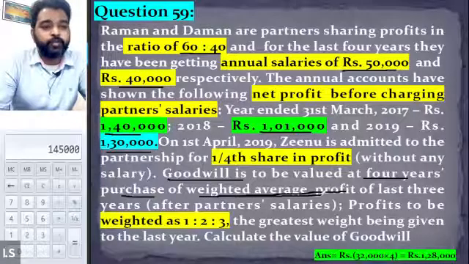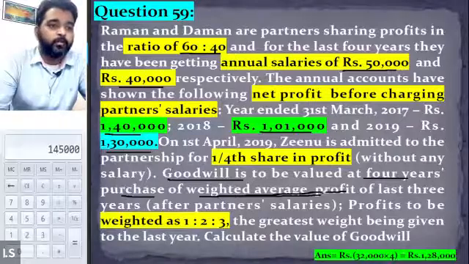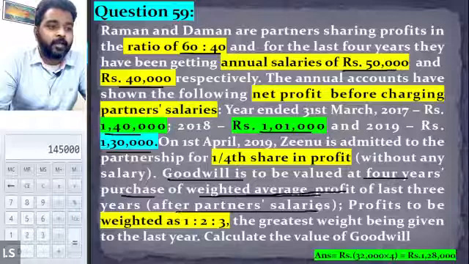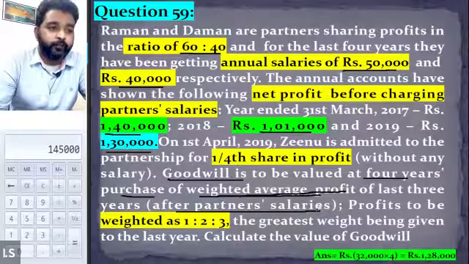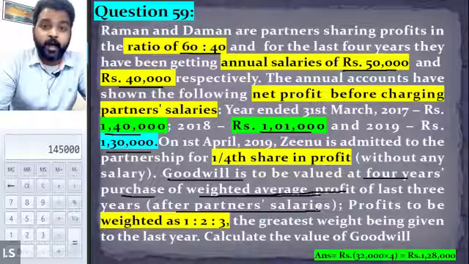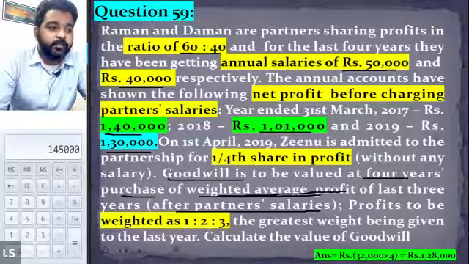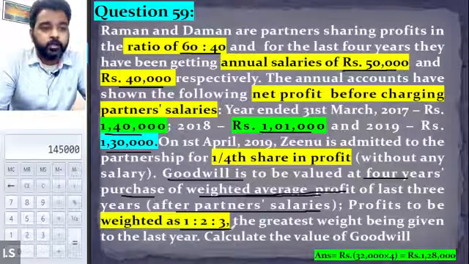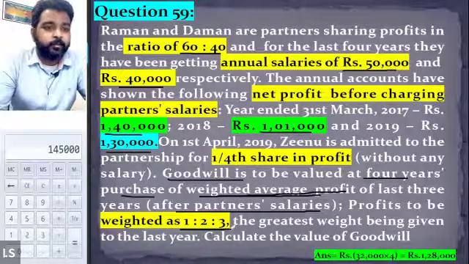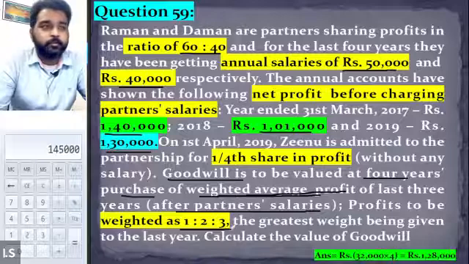So we will have to find out the weighted average profit of how many years? Of the last 3 years after partner salary. That means we have to find out the weighted average profit after deducting partner salary for every year. The weights assigned to the different years of profit are 1, 2, 3. Obviously, the greatest weight will be given to the last year's profit as usual. Calculate the value of the goodwill.